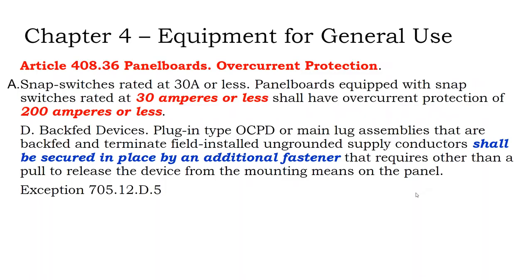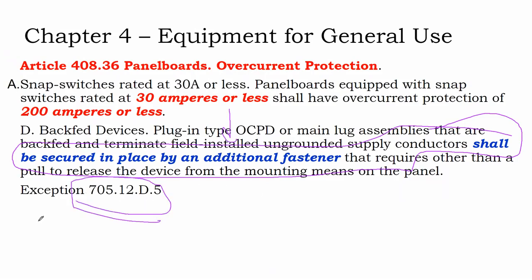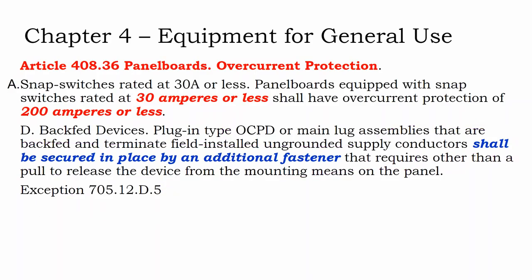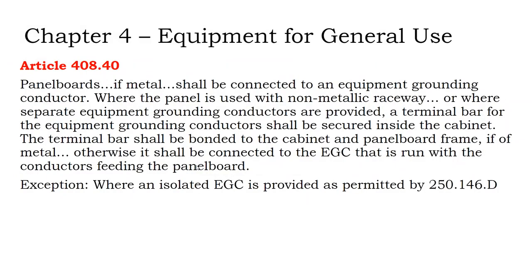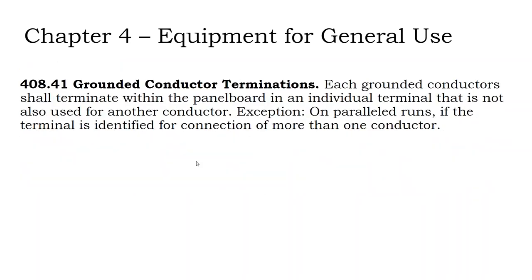Just in the interest of time, I'm going to move the discussion along so we can get into batteries and solar. This is saying for backfed devices, there's an additional requirement where the backfed device needs to not be just snap-on, but be screwed in. But then they give you exceptions that cover solar panels. So we'll get to those exceptions later. Panel boards need to be connected to grounding. We'll see this come up again. So grounded conductor terminals.